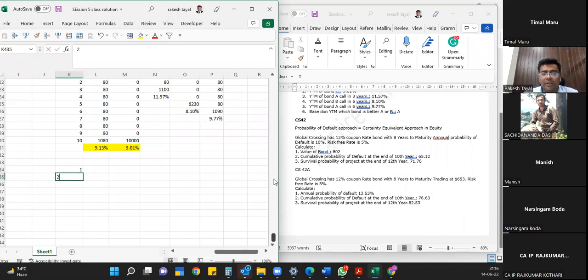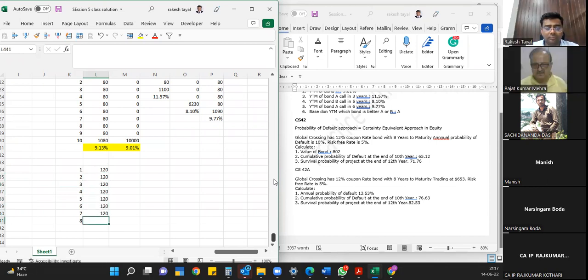So 1, 2. What is the bond maturity? 8 years. Clear? What is the coupon rate? 12%. 12 percent means 120 rupees interest inflow. What is the probability of default? 10%. Probability of default 10%. So every year, what is the cumulative probability of default?